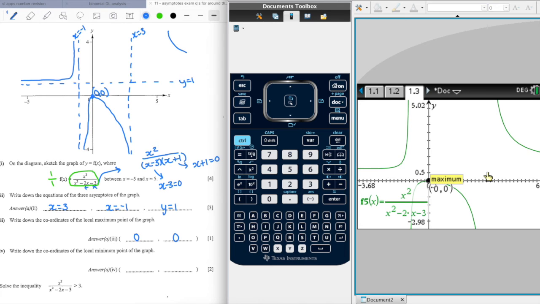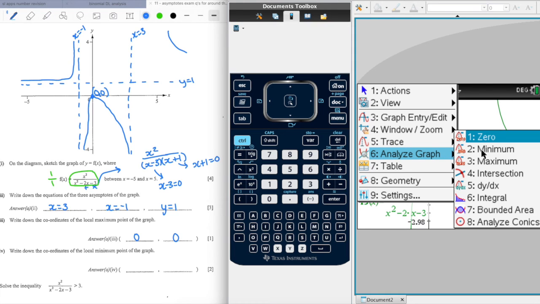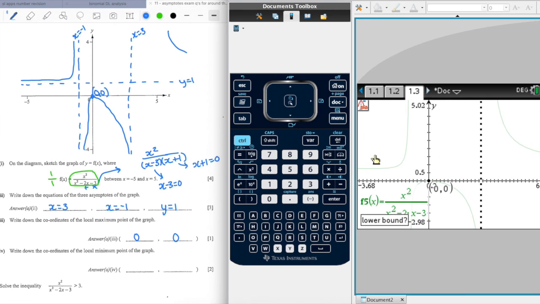Now, it's hard to see where the minimum point might be. And a minimum point is like the lower bit of a valley. If we click on to finding the minimum point, if you're not sure, you can test different areas of the graph. So I'm going to start on the left-hand side. My laptop is very slow. And I'm just going to see if I can find a minimum point anywhere.